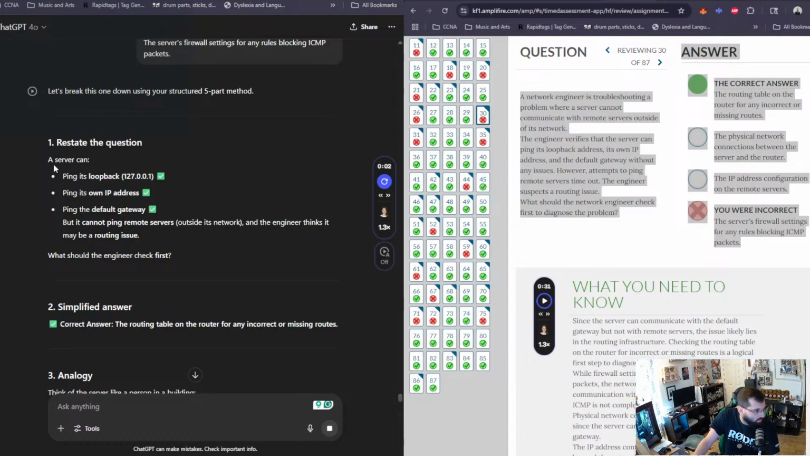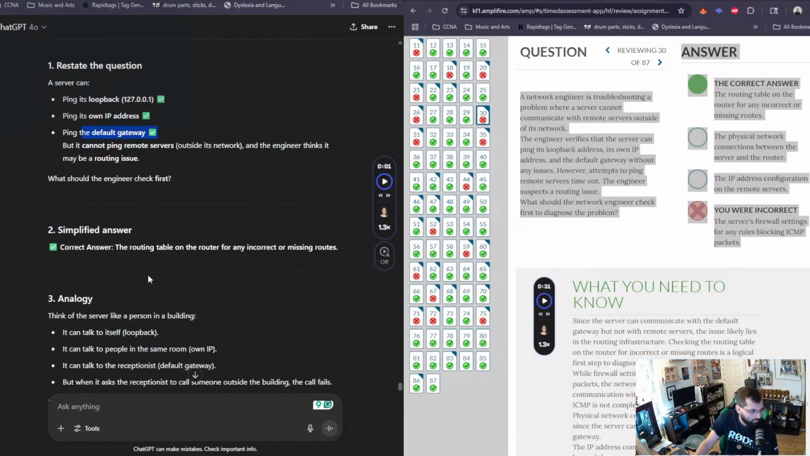Okay, so we can ping the loopback, we can ping its own address, and we can ping the default gateway. The default gateway is why we know that it's not blocking ICMP.